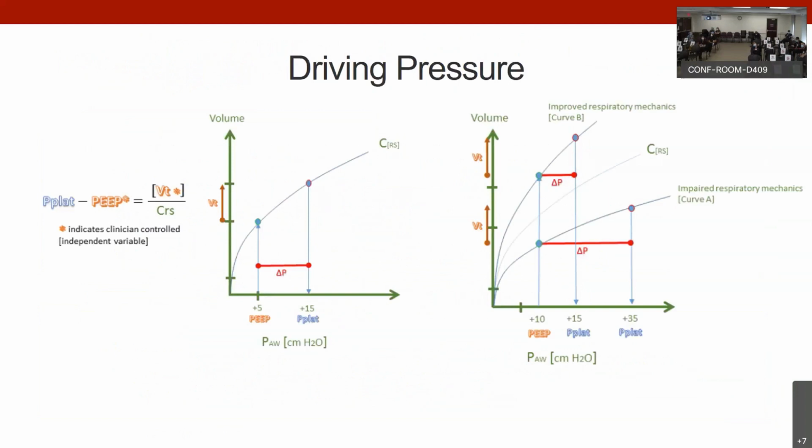Does anyone have any questions on driving pressure anymore? You're okay? Because we're using the terminology a lot. I just want to make sure everyone understands driving pressure. Okay.